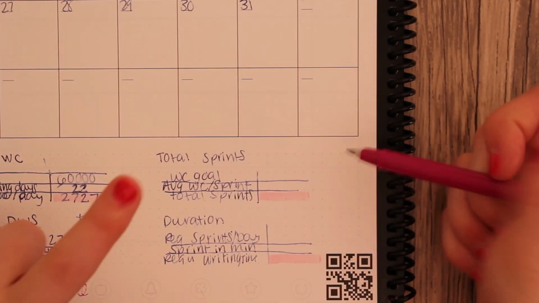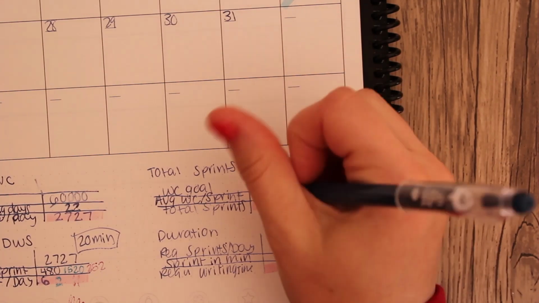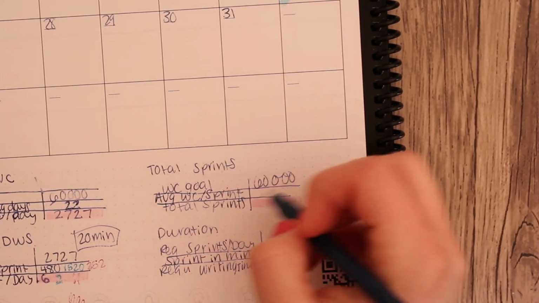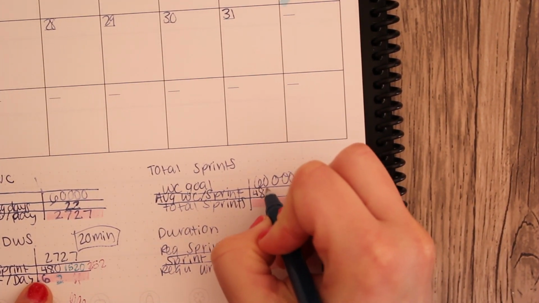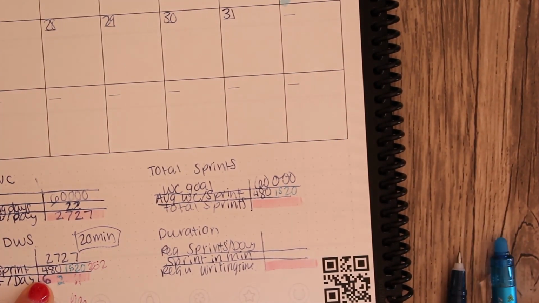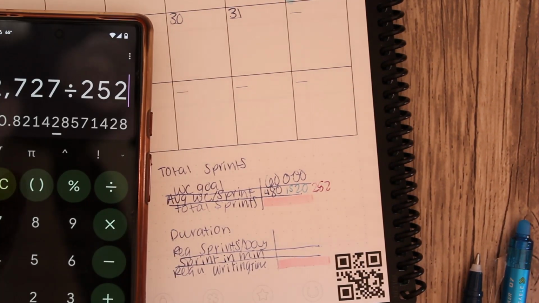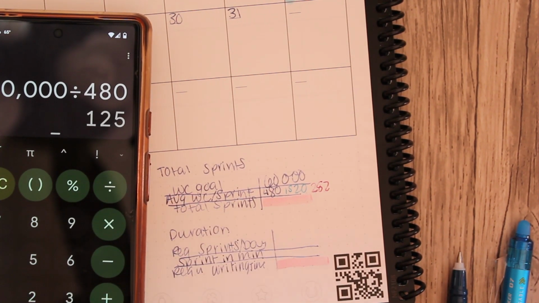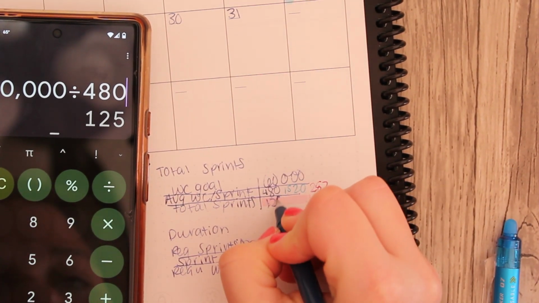So our next thing is the total number of sprints. So we have our word count of 60,000 and our average word count per sprint. So back to the 480, 1520, and our 252. So we take that, and we have 125.